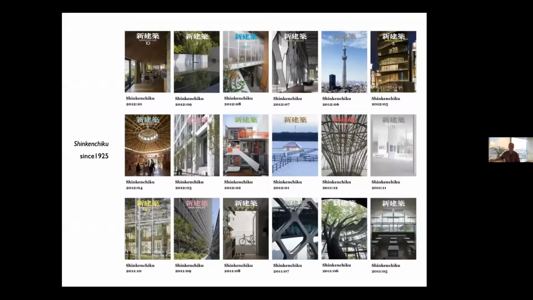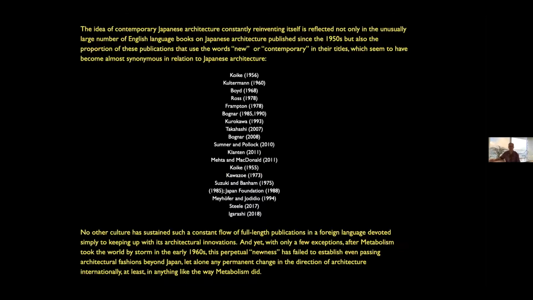So some covers from Shinkenchiku since 1925. And then some Western publications that use more contemporary Japanese architecture. And it's totally out of proportion to any other culture to have so many books devoted so frequently, because of this expectation of constant change, that it's considered necessary and appropriate to have 3 books in a decade on contemporary Japanese architecture, because it will have changed. There wouldn't be that many books on contemporary French architecture in that time, nothing like it.